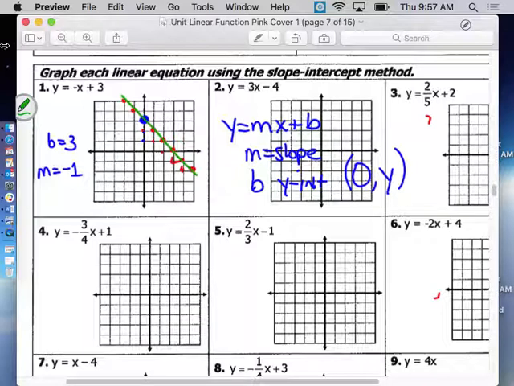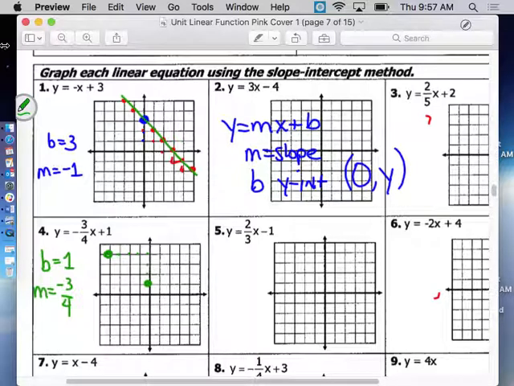Let's do a problem like number 4. I'm going to start at +1, that's my y-intercept, and then my slope here is -3/4. So I start at +1 with a slope of -3/4. If I count up 3 in the positive direction, I would need to move 4 in the negative direction. That's my next point. And I'm pretty much off the grid, so I'm going to come back to my starting place.